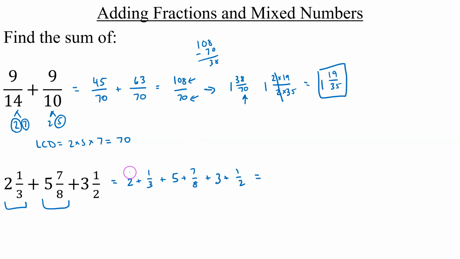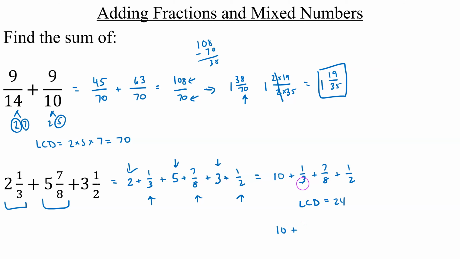What this means is we can choose to add up our whole numbers first, and then add up our fractions. So I'm first going to add my whole numbers, 2 plus 5 plus 3. That gives me 10. Then I'm going to deal with my fractions, 1/3, 7/8, and 1/2. The least common denominator for these three fractions is 24.